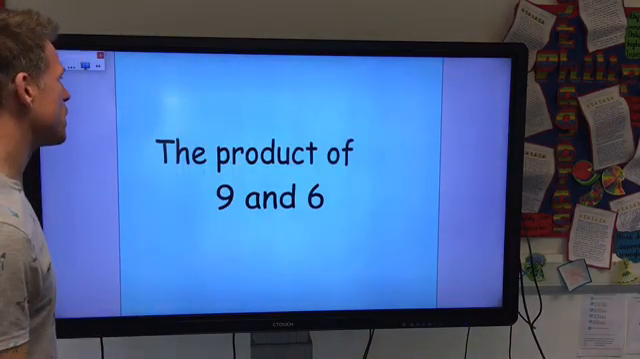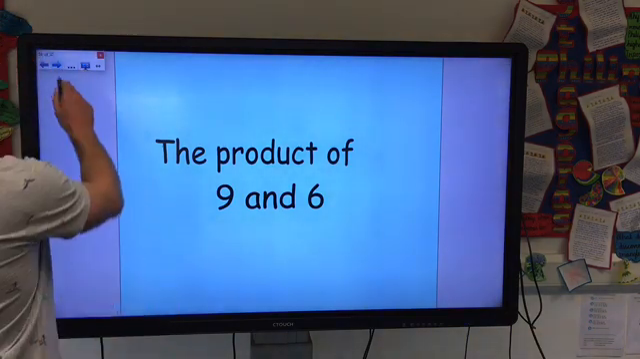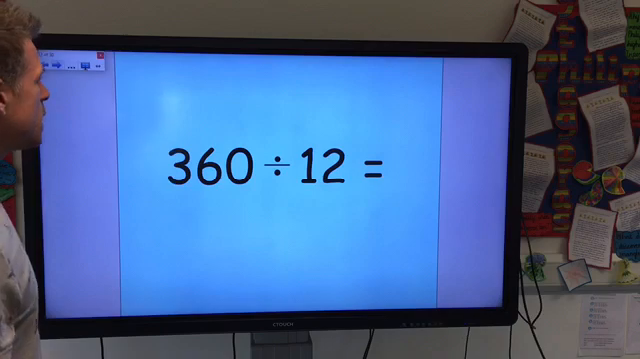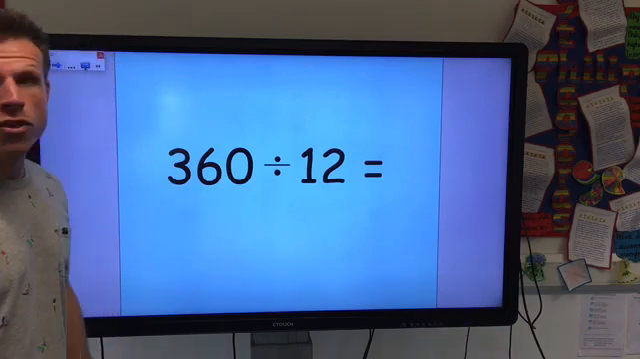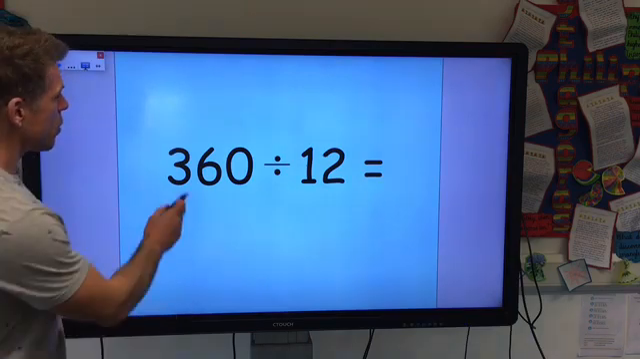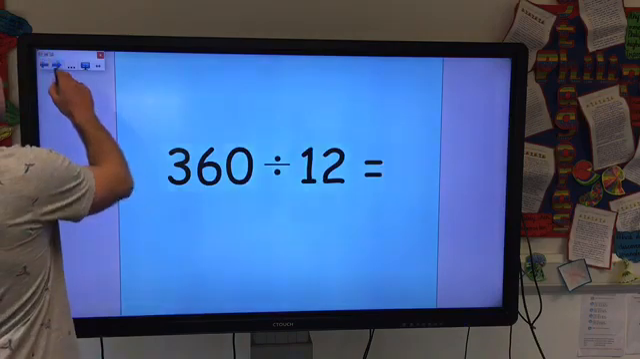The product of 6 and 9. Can you remember what product means? It means multiply, so 54. 360 divided by 12 is 30. Remember, 36 divided by 12 is 3. Pop the 0 on the end.